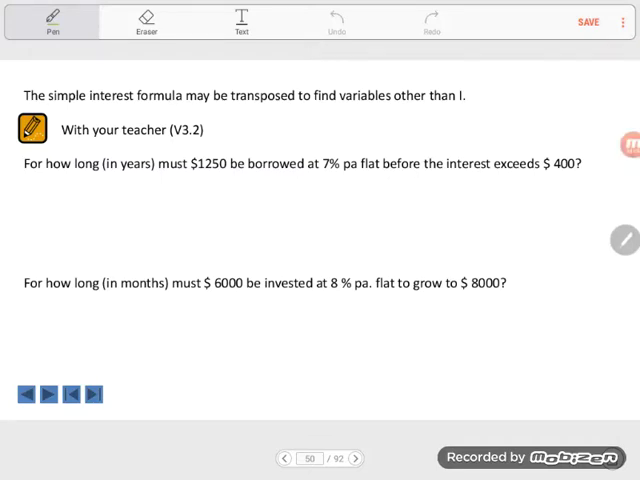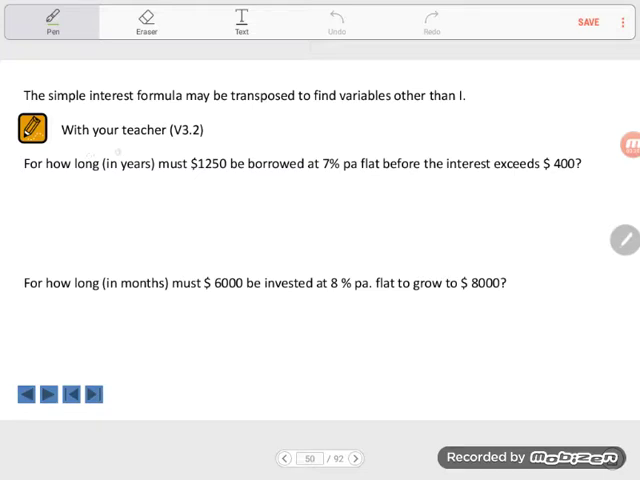Well, maths students, we're going to be doing some more simple interest calculations here using the simple interest formula. However, we need to rearrange the formula. So we did some transposition, some rearranging of equations earlier in the linear modelling unit. So this will be familiar to you guys.